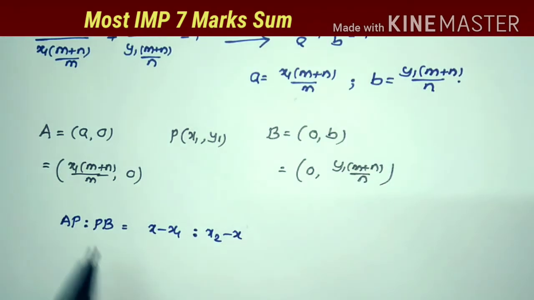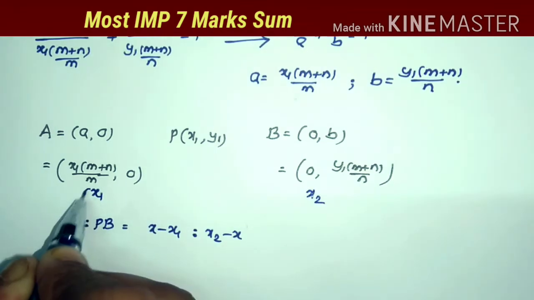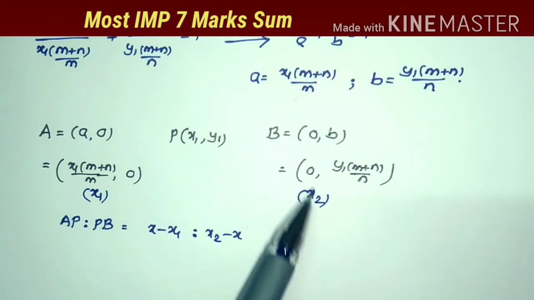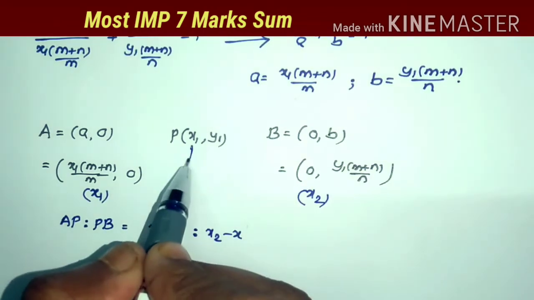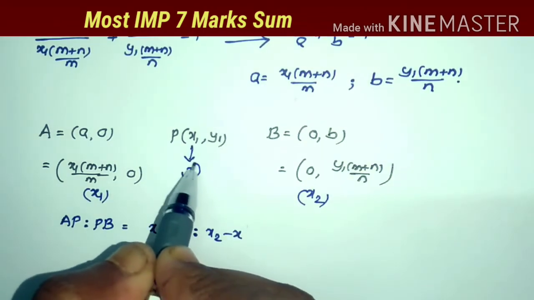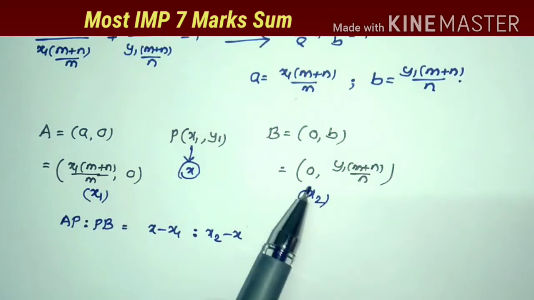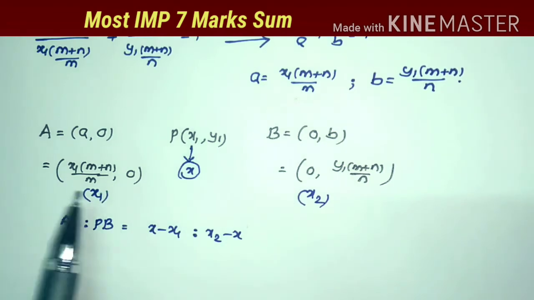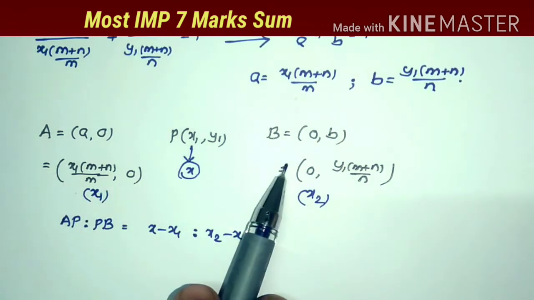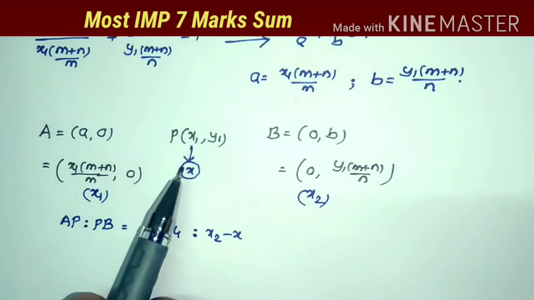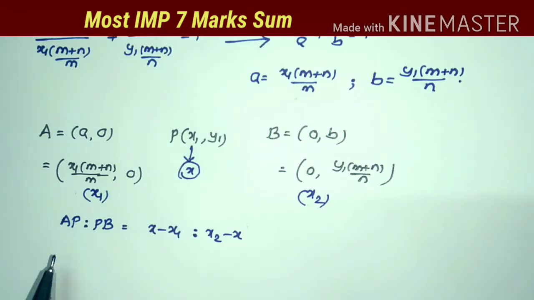Now, what are the values here? The x1, x2 are taken from the points A, B. So, x1 is equal to this value, x2 is equal to 0. And what is the x value? x is equal to x1. So, in this formula we substitute x1, x2 as these two values, and from the point P we take the x value. Now, this is the ratio formula: AP is to PB is equal to x minus x1 is to x2 minus x.